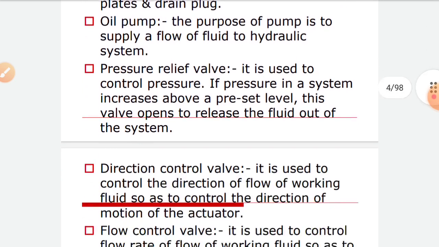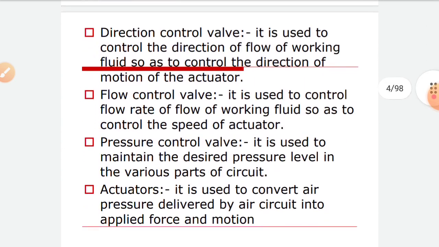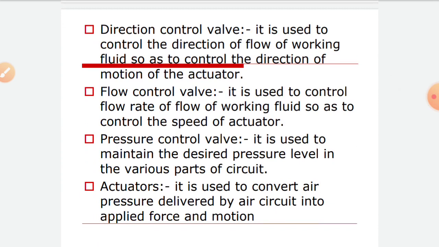Next component is directional control valve. A directional control valve is used to control the direction of flow of working fluid so as to control the direction of motion of the actuator. Next component is flow control valve. Flow control valve is used to control the flow rate of the working fluid so as to control the speed of the actuator.